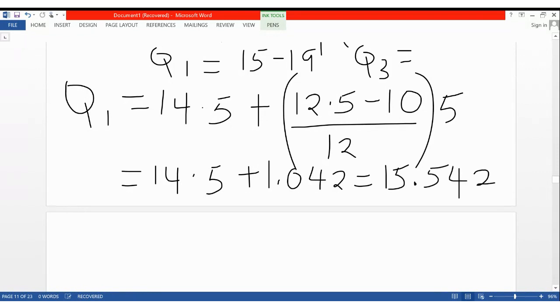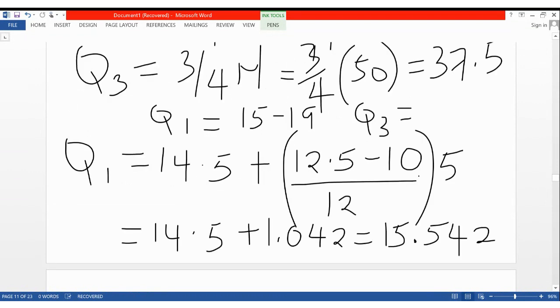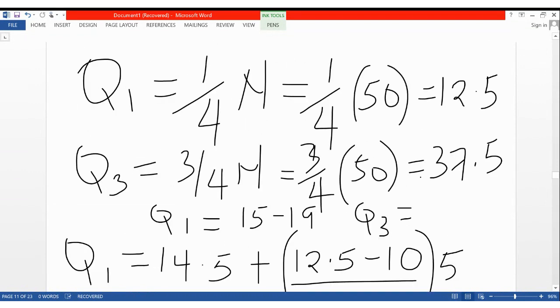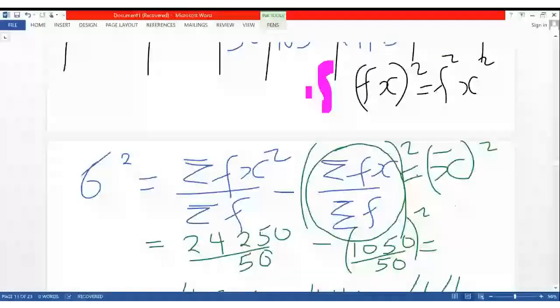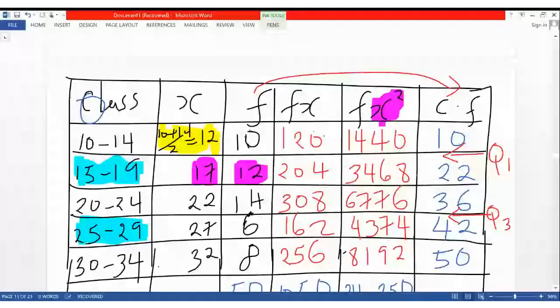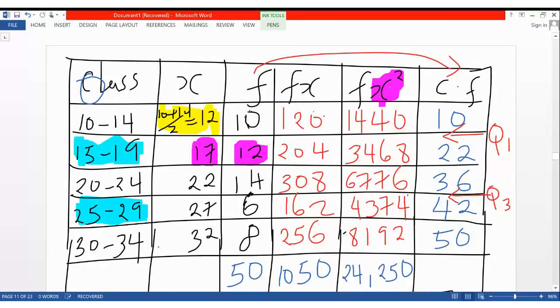So a person may ask, how did I get the 5? It is easy. For the class width, you take the upper class boundary and subtract the lower class boundary. Are you seeing now the X here? For you to move from 12 to 17, from 17 to 22, from 22 to 27, from 27 to 32, they have a constant of 5. So let's go to Q3.